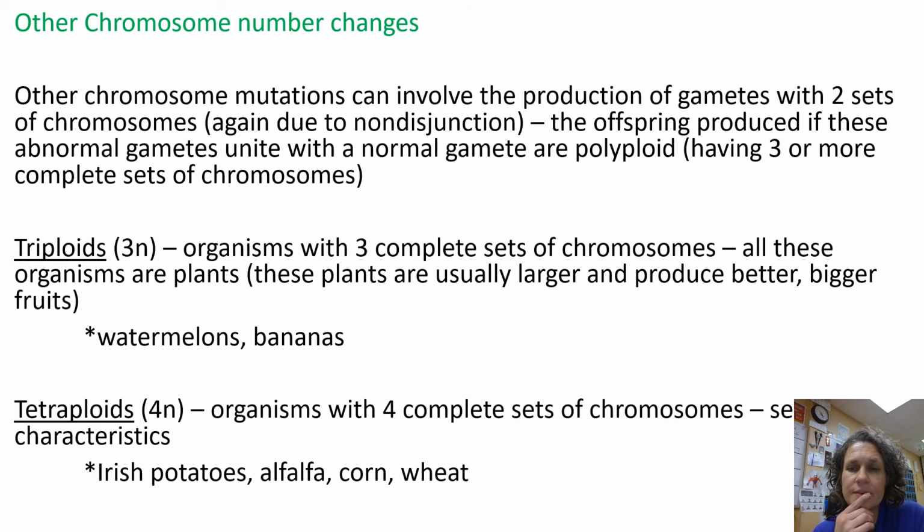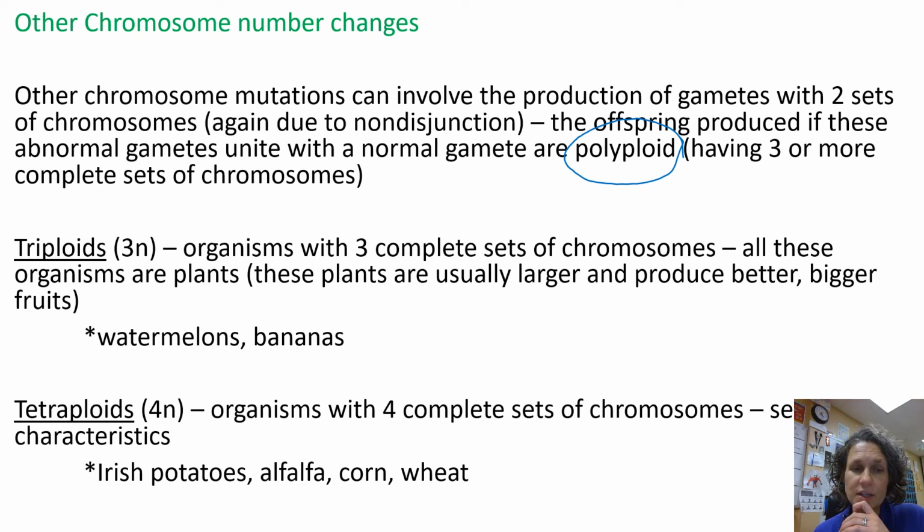Okay, so now other chromosome number changes. What if you change the number of sets of chromosomes? This can also happen because the chromosomes don't separate, but now instead of just one not separating, you have whole sets not separating. If you have these unusual numbers of sets of chromosomes, you are called polyploid. These only occur in plants, at least in organisms that can survive with this condition. In animals and people, you don't see triploids or tetraploids.